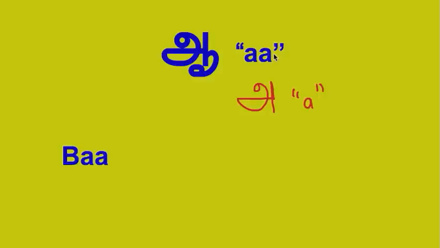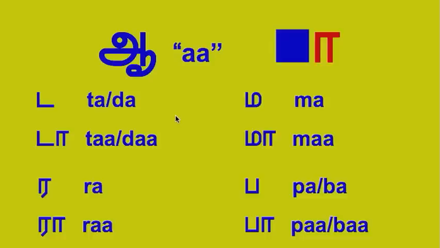Now, when we combine this particular vowel with a consonant, we make the long sound by adding this particular symbol to the end of the consonant. So this square blue figure here represents just any old consonant. If you have that consonant and you want to change it from the short sounds we already learned, the ta or da, the ma, the ra, the pa or ba sounds, and you want to make it a long sound, then all you do is add this particular symbol right after the consonant.